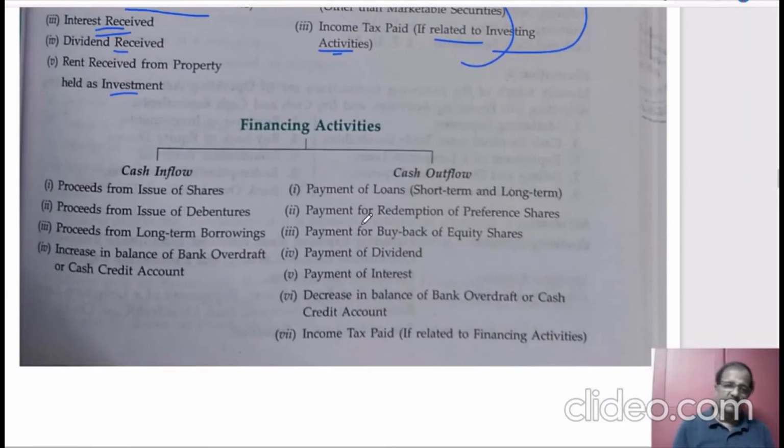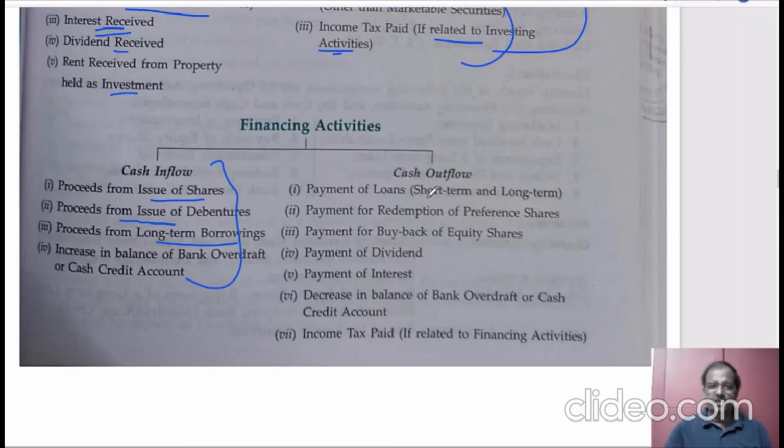And financing activity, relating to capital and other liability, cash inflow. What could be the example for financing activity cash inflow? Issue of shares, maybe preference share or equity share, whatever it is. Any amount received by way of issuing debentures, proceeds from long-term borrowings, and all these things, as you know, liability side items in general. Okay, creation of new liability. Any cash inflow due to the creation of new liability could be considered as cash inflow under financing activity.